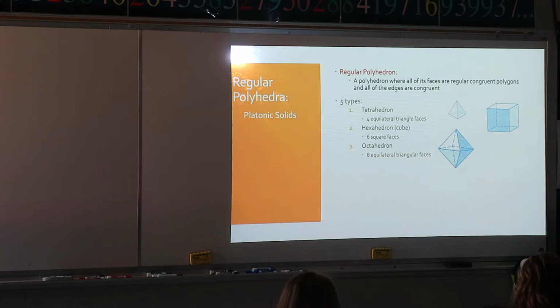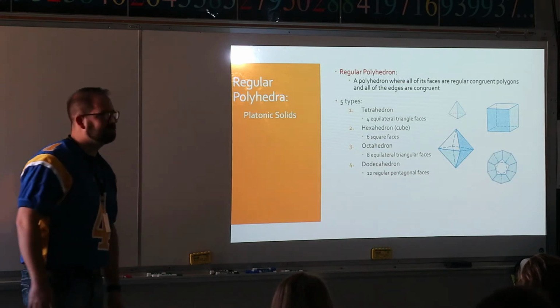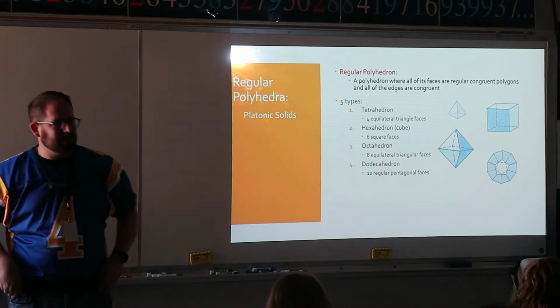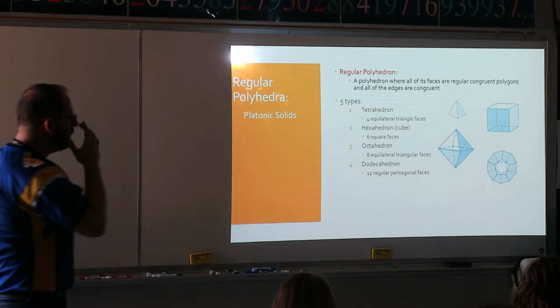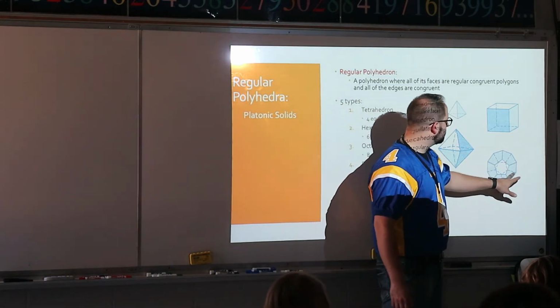The next one, a dodecahedron. What does dodeca mean? 12. It's got 12 faces, and they're all pentagons. Here it is. It's really tough to look at that one. It is a princess cut diamond, if you will, where a princess cut diamond is kind of a roundish cut diamond, but all the faces are perfect pentagons.